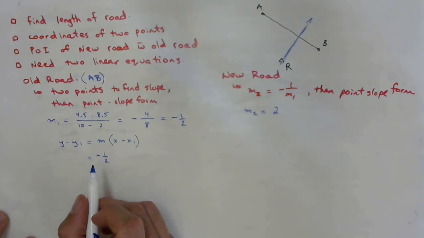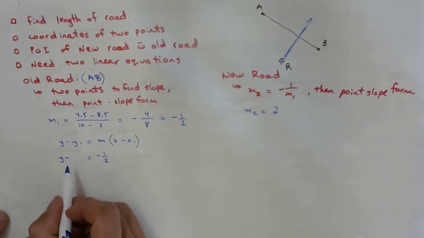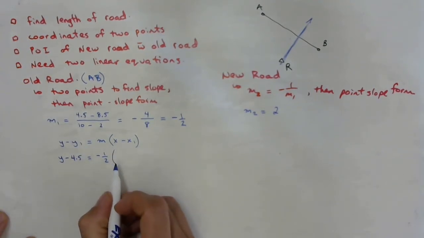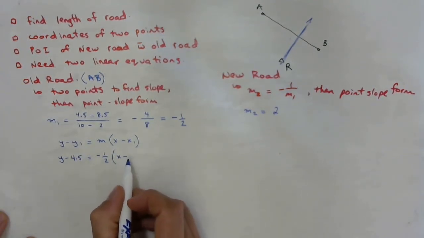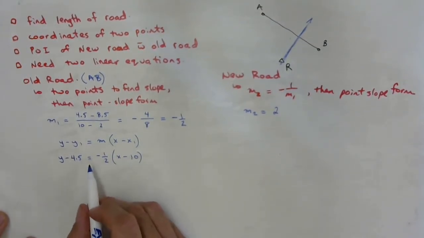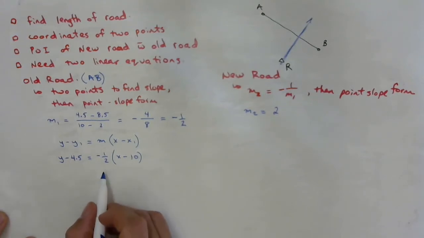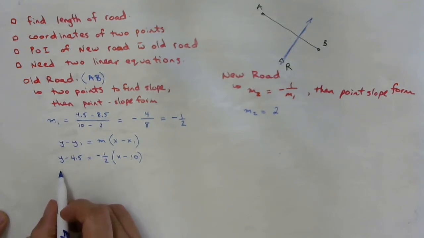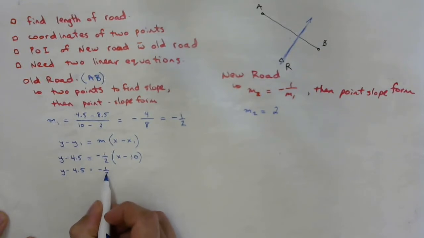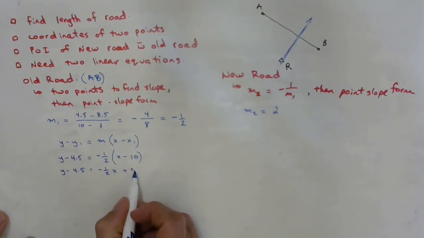And which point would you like to use, point A or point B? B? Doesn't matter too much, right? As long as you're consistent. Let's use point B. So we've got y minus 4.5, then over here I have x minus 10. Okay, making sure I'm taking them both from the same point. Simplify this out. I'll leave the left-hand side, y minus 4.5 equals negative 1/2 x plus 5.